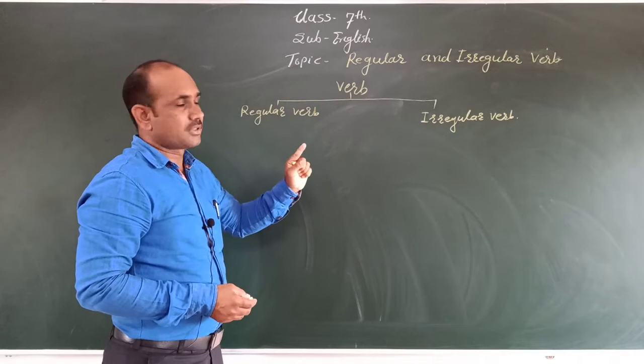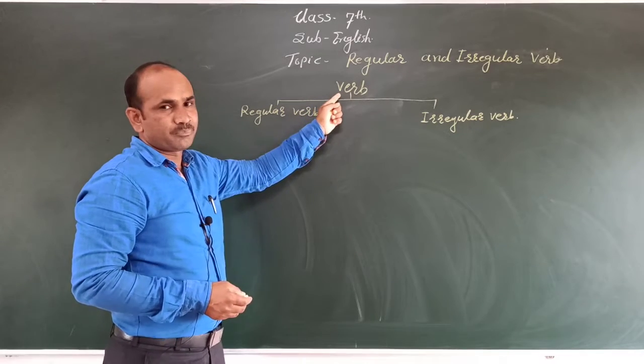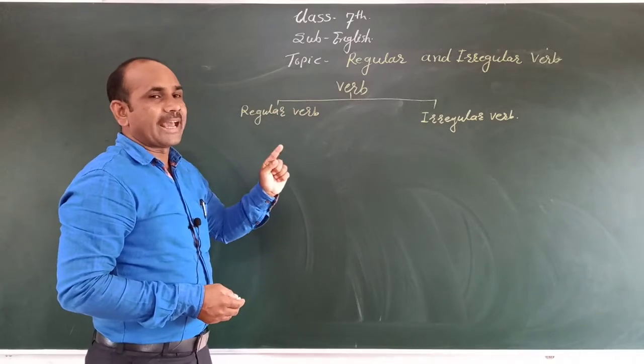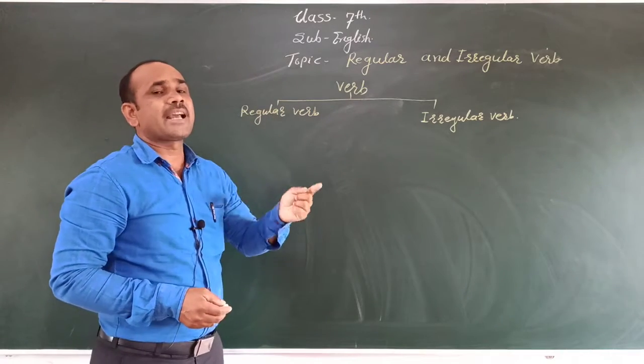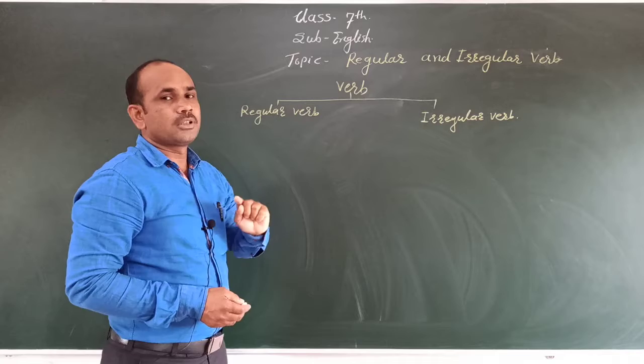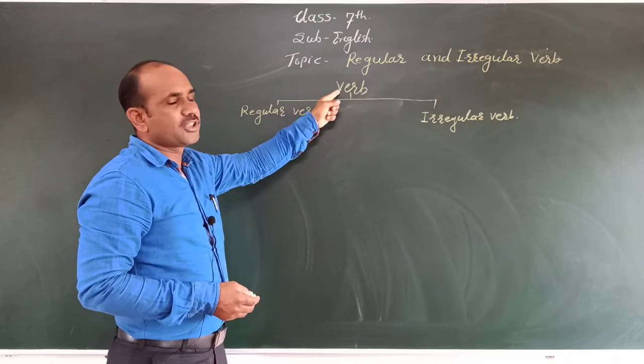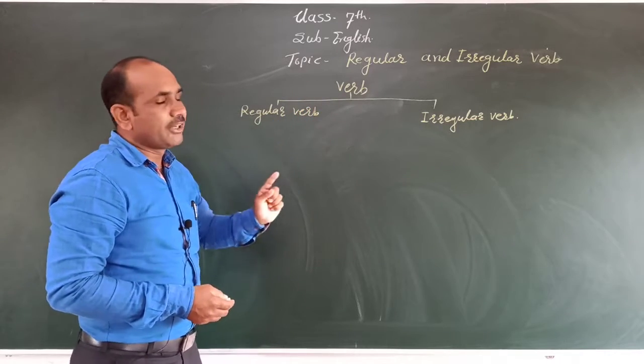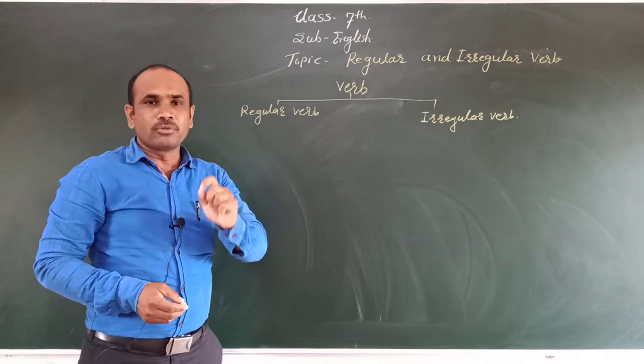Its subtypes. Verb means it is a word to show an action. It is a word to express an action. That word we call the verb. Such a type of definition we also read. After that we learned the types of the verb.